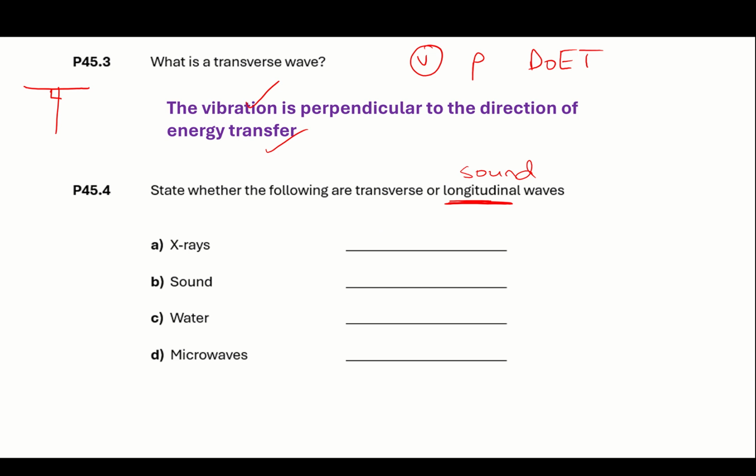All right, so X-rays, that's light, transverse. Sound, longitudinal. And just remember that, sound is longitudinal. Water, transverse. Microwaves, transverse. So it makes it really easy. Just remember, sound is longitudinal. Everything else we're going to go for is transverse. And most of the time, that'll be right.